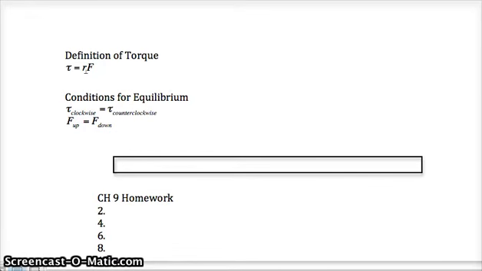As promised, I wanted to work through your homework in its entirety so you would know how to do it. So this is the homework from Chapter 9, 2, 4, 6, 8, and 10. The equations you'll be using are the definition of torque, which is torque equals perpendicular distance times force, and the conditions for equilibrium. That's the clockwise torque equals the counterclockwise torque, force up equals force down.